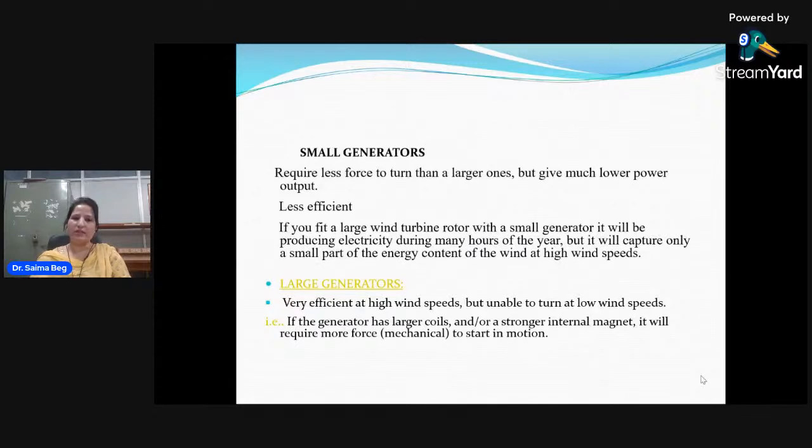Generators are of two types, small generators and large generators. Small generators require less force to turn than larger ones because they give much lower power output. These small generators are also less efficient. If you fit a large wind turbine rotor with a small generator, it will produce electricity during many hours of the year, but it will capture only a small part of the energy content of the wind at high wind speeds. Whereas large generators are very efficient at high wind speeds but unable to turn at low wind speeds. That is, if the generator has larger coils or a stronger internal magnet, it will require more force to start in motion.